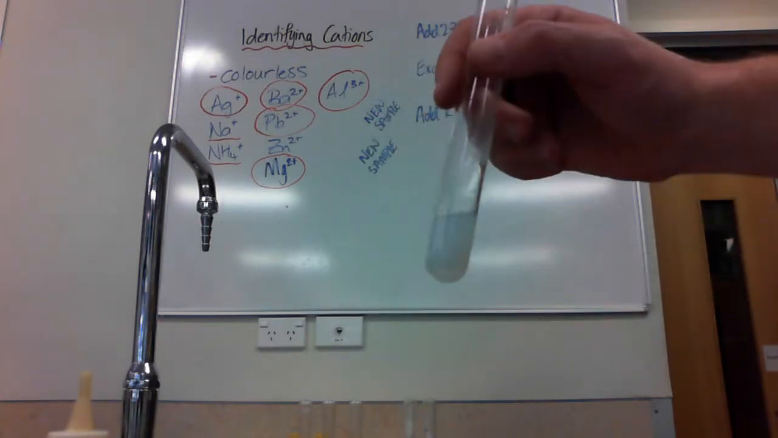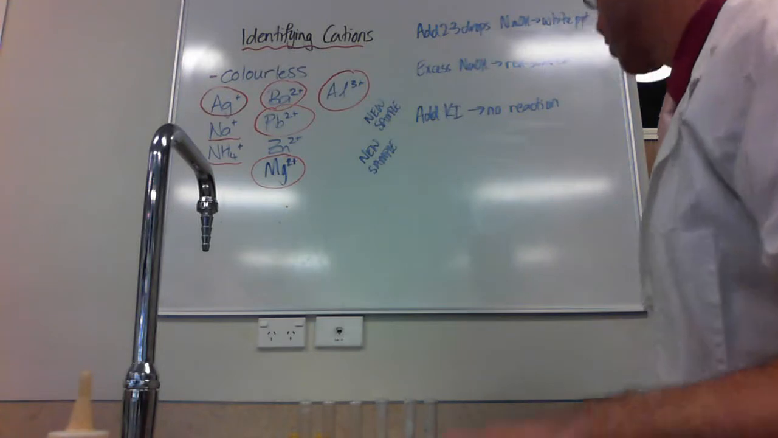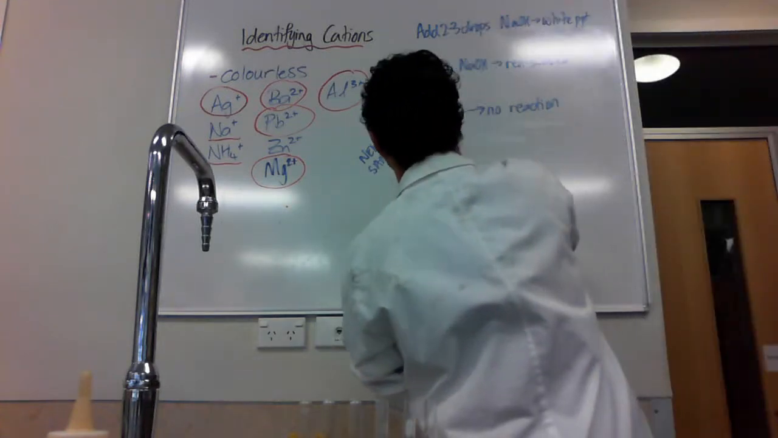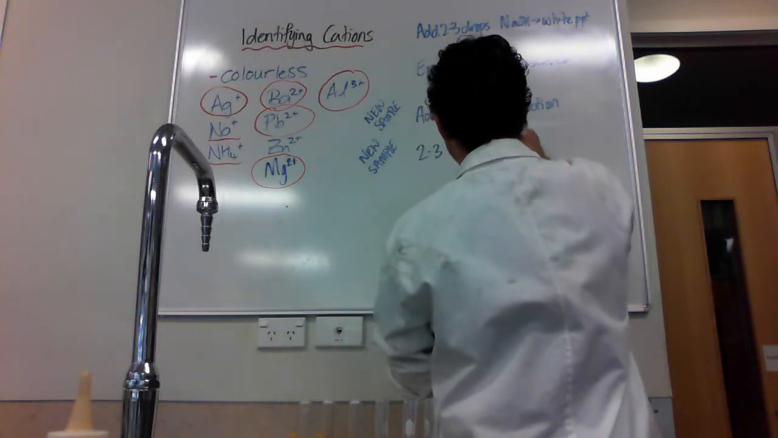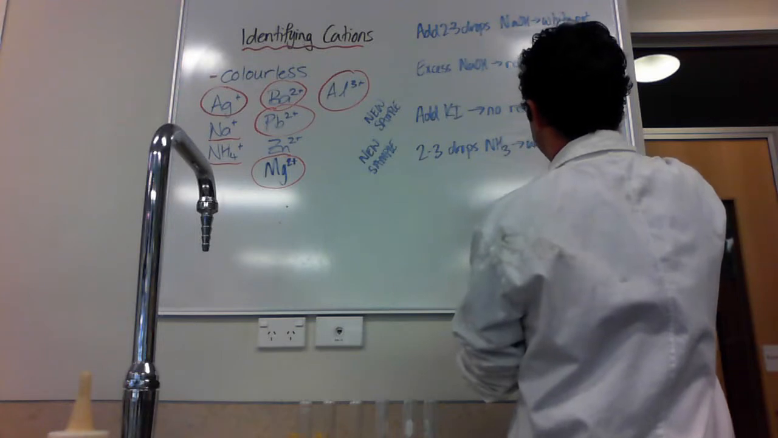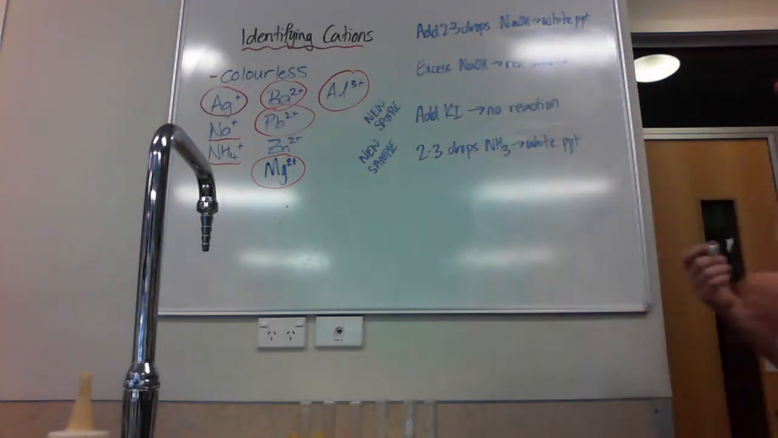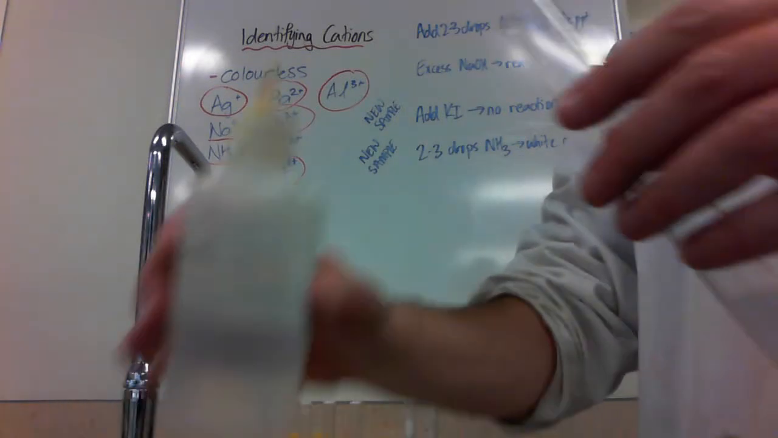Now that's not because of the ammonia molecules. That's because of the hydroxide. So 2 to 3 drops of ammonia, we get a white precipitate. The white precipitate is actually due to the hydroxide ions because ammonia is a base. Then it tells me to add excess of it, or I might want to add concentrated instead. I'm going to go the excess first and see if anything happens.